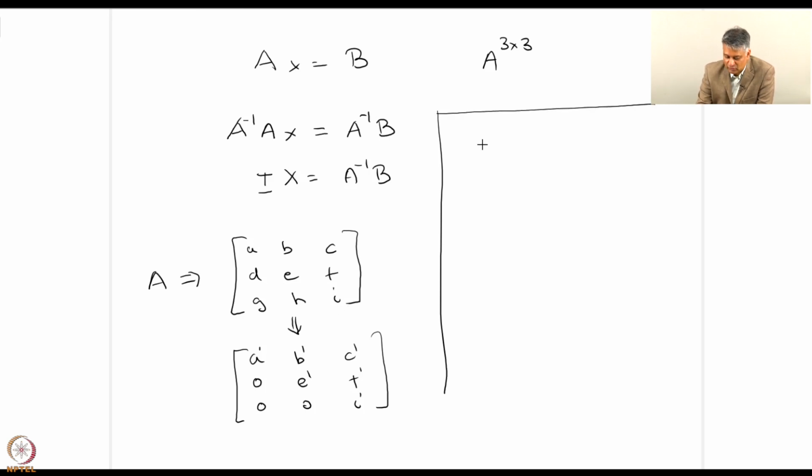Typically it is of the order of n cube to do a direct transformation. Now what does this mean and what implication does it have? I have 9 entries in this matrix, so the number of unknowns that I have is 3. So the order of operations that I typically have to do for a 3 by 3 matrix is about 3 cube, which is about 27 mathematical operations.